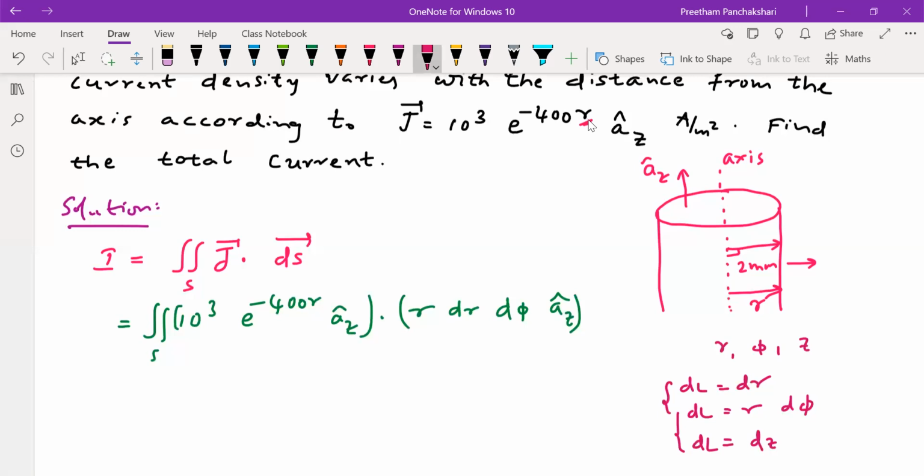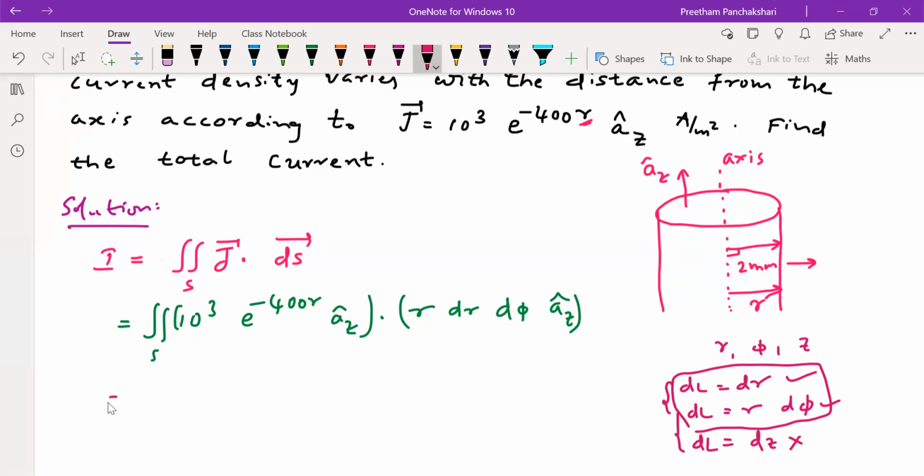So in this problem, the current density J is a function of r. It varies from 0 to 2 millimeters, from the axis to the cylindrical surface. So r varies, and we have to integrate with respect to r. Obviously, phi varies because current flows throughout the conductor in all directions, 2 pi. But J does not vary with respect to z. Current flows along the wire, but density doesn't vary along the wire. Density varies across the wire: maximum current density at the center, decreasing towards the surface. So by multiplying these two, we have r dr d phi. The direction of this surface is upward.